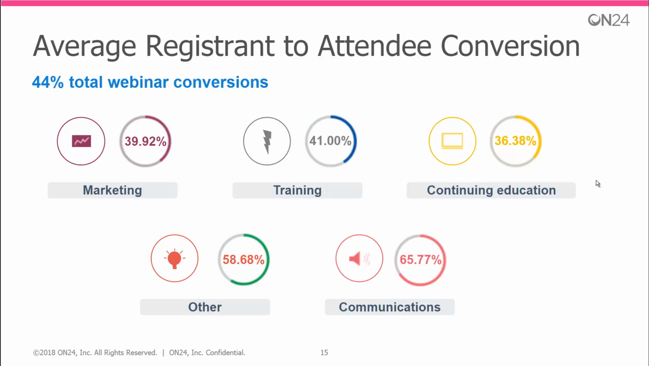For some of the other numbers, training was 41% conversion. I'm kind of surprised. I thought that'd be higher. Continuing education, about 36%.